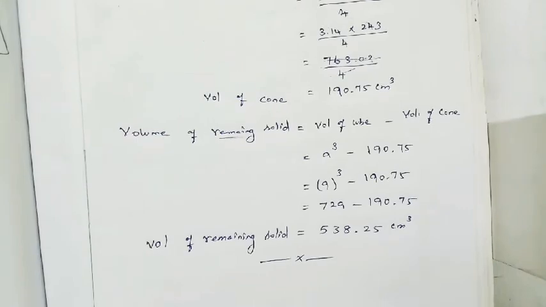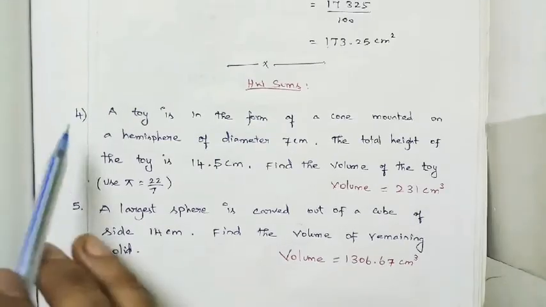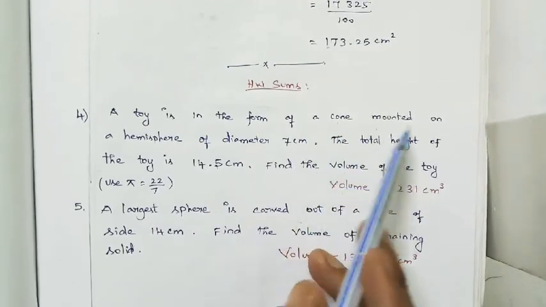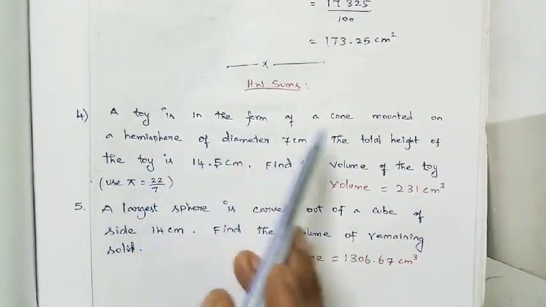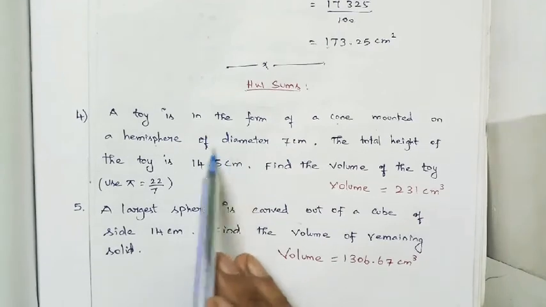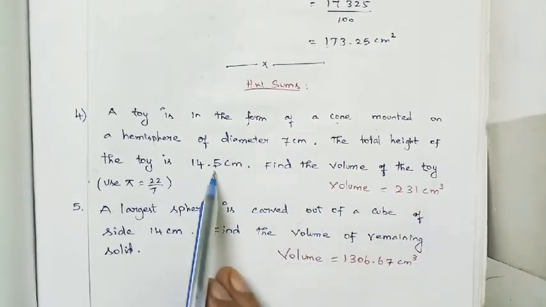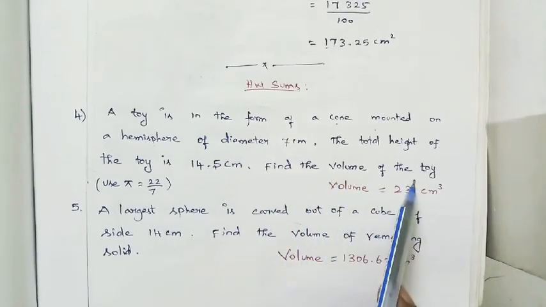Now for your homework, only two sums are left. Sum number 4: a tie is in the form of a cone mounted on a hemisphere of diameter 7 centimeter. The total height of the tie is 14.5 centimeter. Find the volume of the tie.